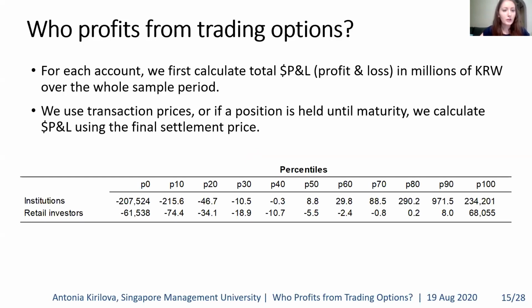So here are the percentiles for institutions and retail investors. We can see that, unsurprisingly, institutions are more profitable. And if we look at retail investors, they only start being profitable at the 80th percentile.